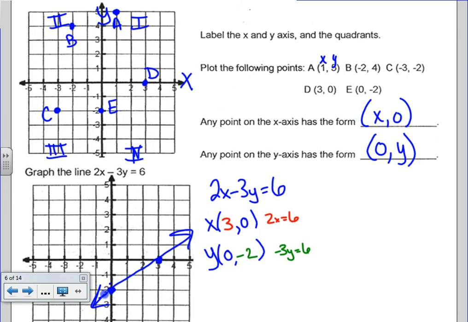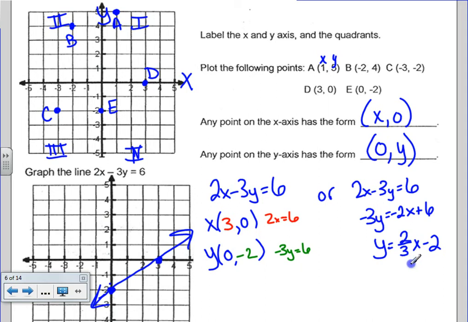You could have also solved for y. If you got y by itself, first you probably would have subtracted the 2x over, and then you would have divided everybody by -3. You would have ended up with the line y = 2/3 x minus 2. So you would have started at -2, and then your slope was up 2, right 3. So you would have ended up plotting the exact same points. It's just up to you which method you'd like to choose.